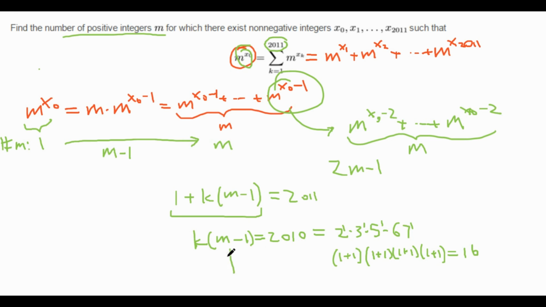And every single factor gives a unique value of m that works. And finally, we know that only these values of m work, because every time we make a substitution, we must add exactly m minus 1 additional powers of m to our sum of the powers of m. So that means there are only 16 possible values of m such that this original equation is satisfied. So therefore, the answer is simply 16.